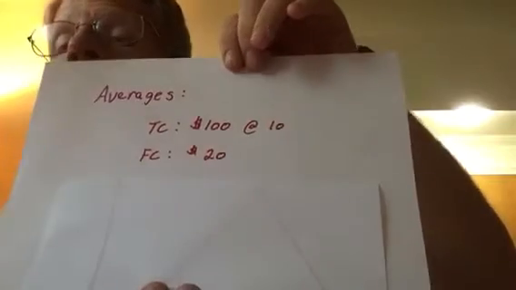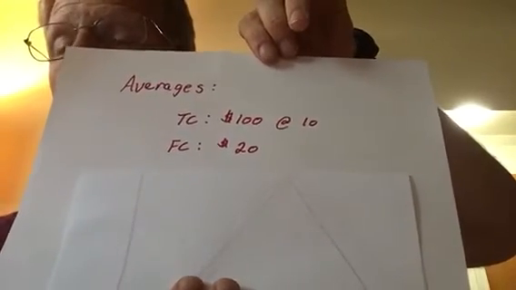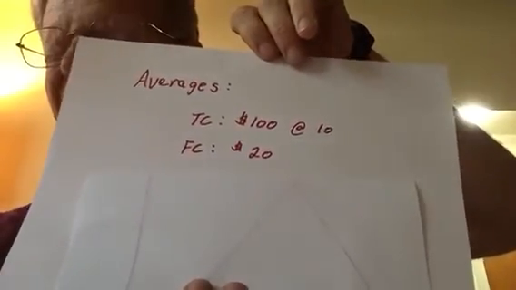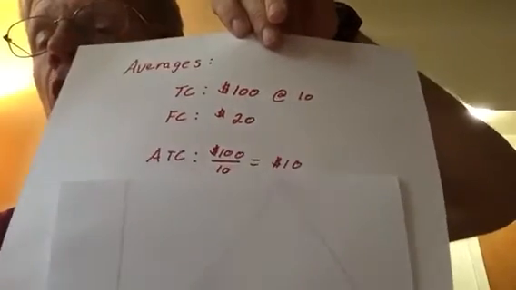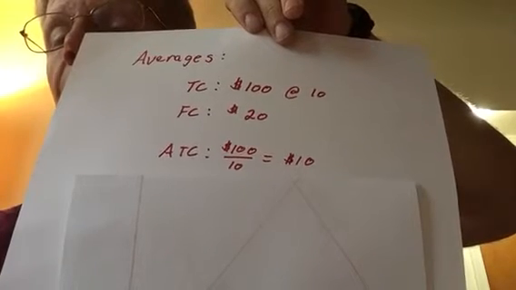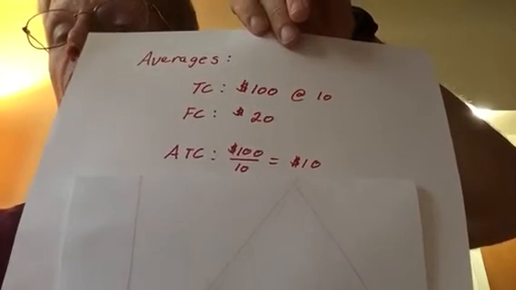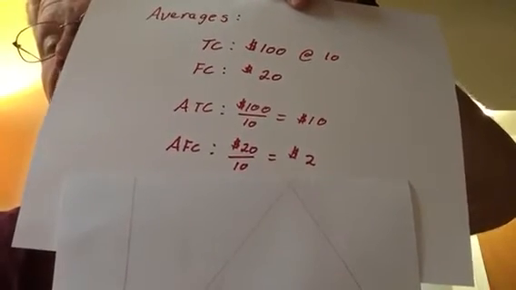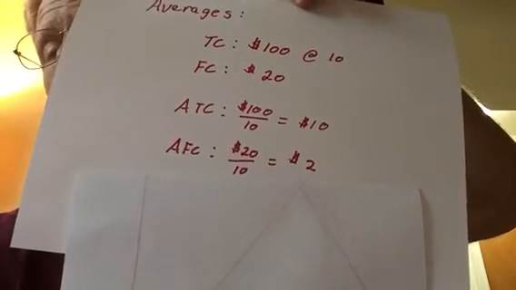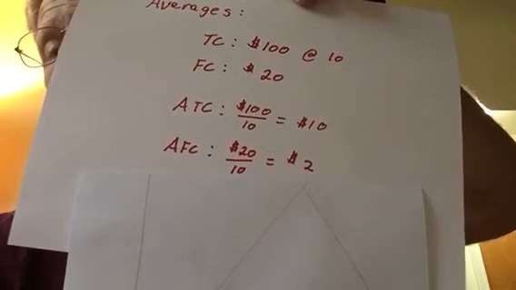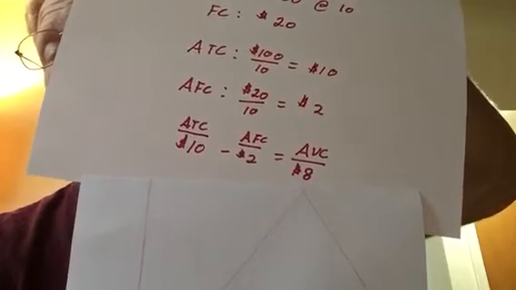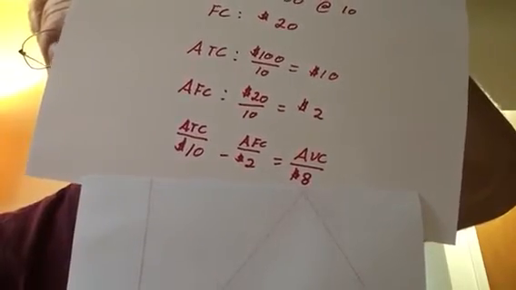All right, here's that same problem again. Total cost, $100 at 10 units. Fixed costs are 20. Now, what we're going to do this time is turn these into averages because what we're really trying to get to is average variable cost. So ATC, let's do that one first. We take the total 100, divide it by its quantity 10. 100 divided by 10 is $10. Fixed costs were 20. Divide it by the number of quantity, which is 10, and we get $2. All right, here comes the hard math. 10, which is ATC, minus 2, which is AFC, equals 8. And there it is. ATC minus AFC equals AVC, $8.